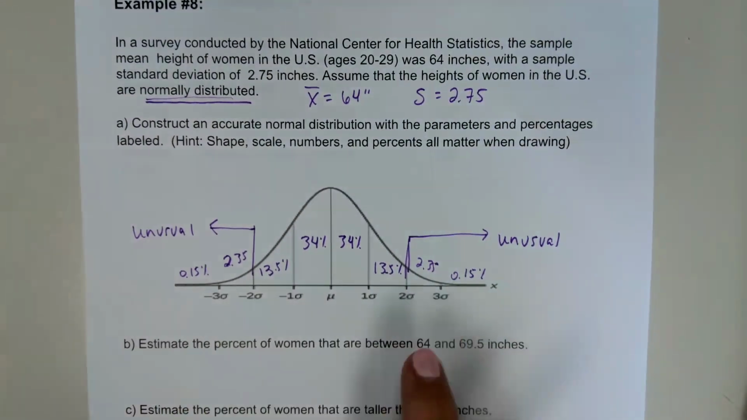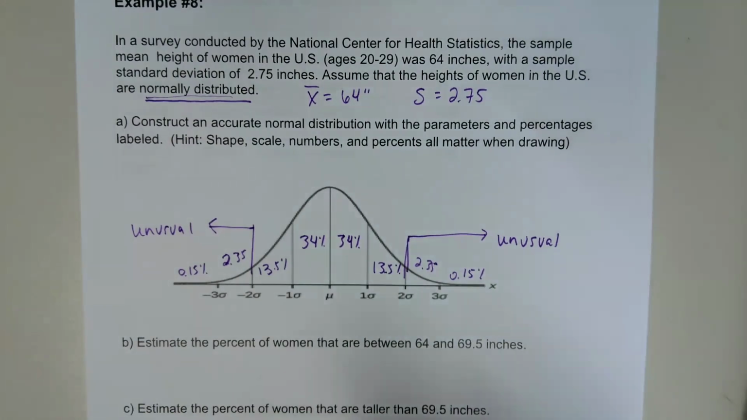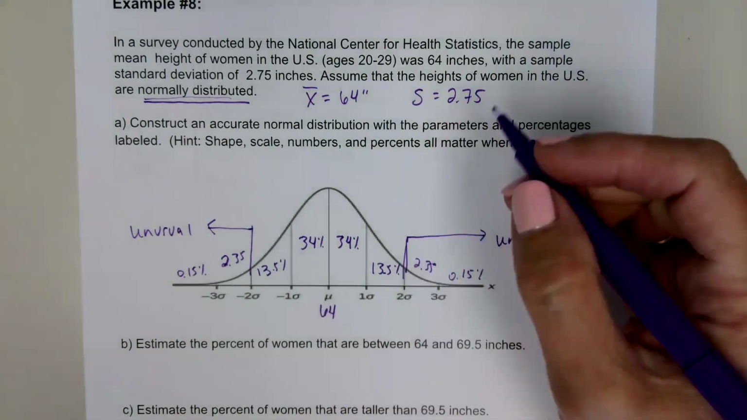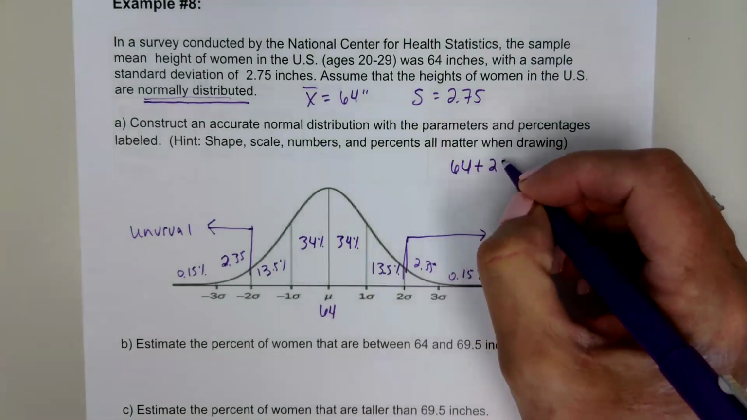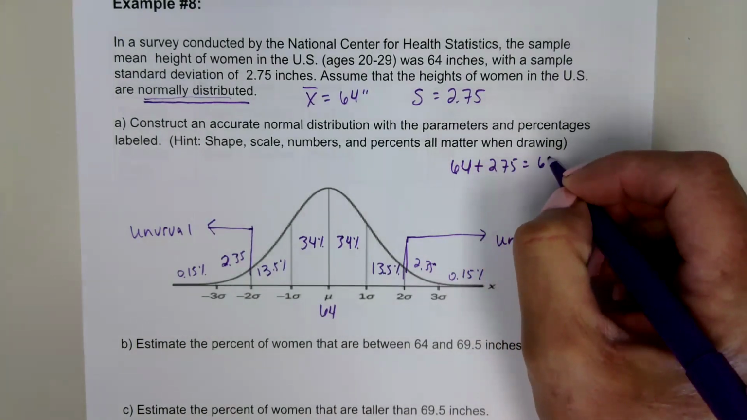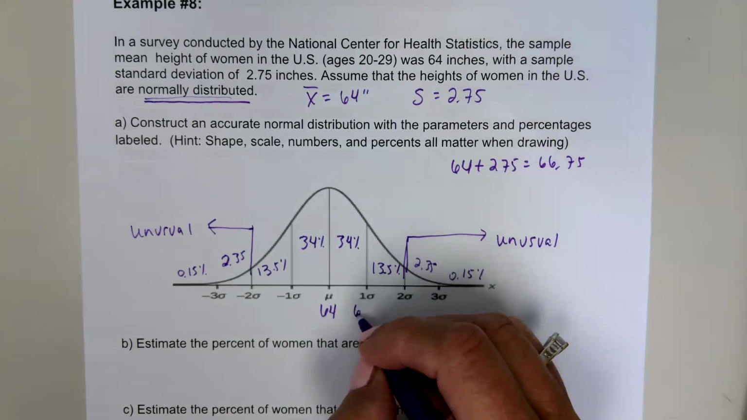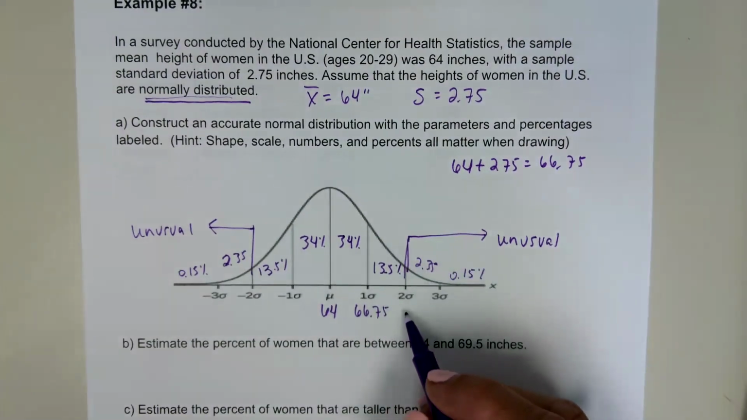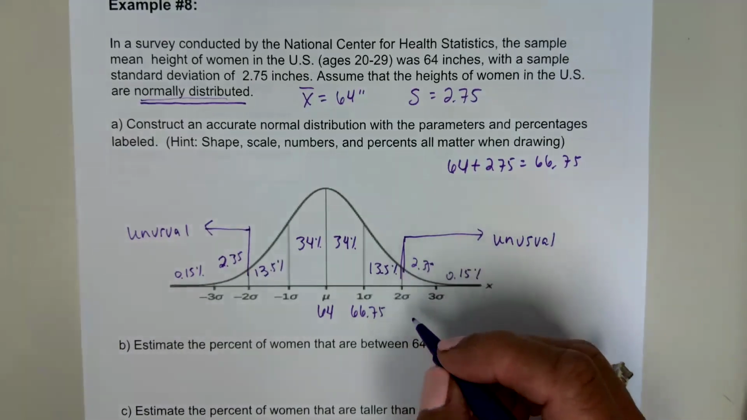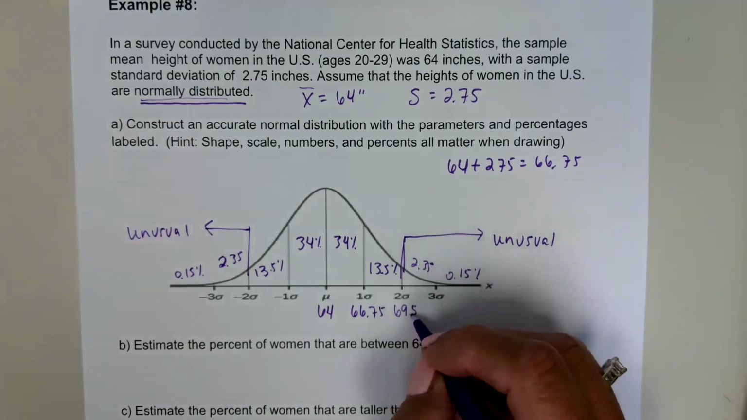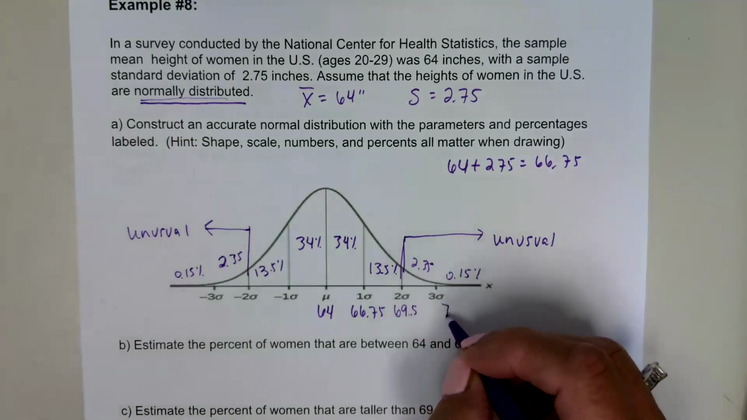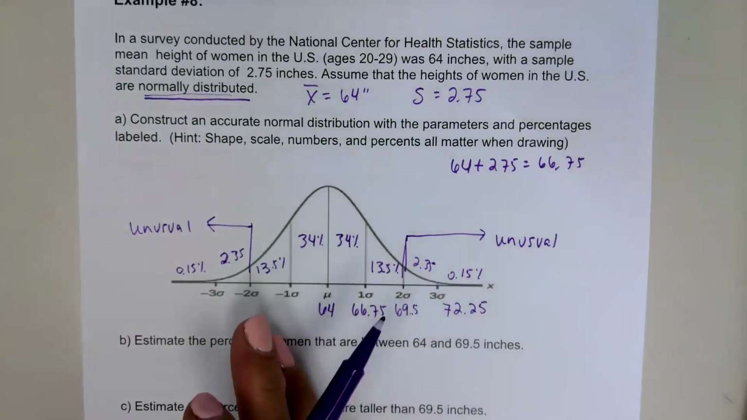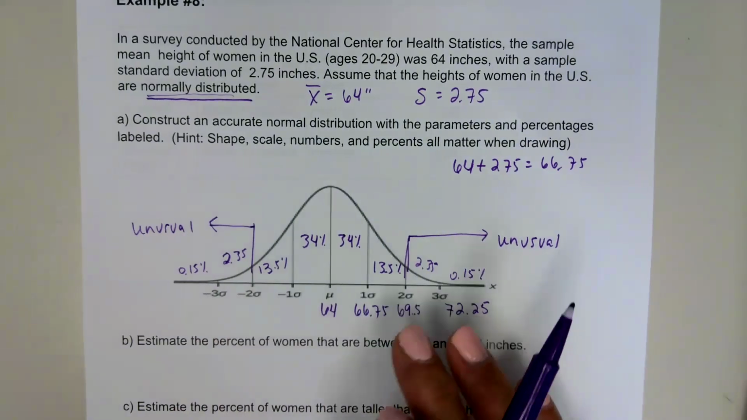So let's go ahead and figure out what data values would describe this. So our mean is at 64, and when we add a standard deviation, 64 plus 2.75, we get 66.75. And then if we add a second standard deviation, we get 69.5. And the third standard deviation is 72.25. By all means, pause the video and check these data points so that you know how to draw them yourself.